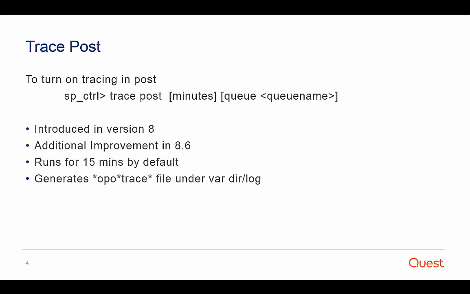To investigate the post slow issue, you can use the trace post command in SharePlex version 8 and above to help diagnose the problem. It gives a summary of overall post speed and where it is spending time. Additional enhancement for the trace command is included in version 8.6. By default, it runs for 15 minutes and turns off automatically, and the OPO trace file will be generated under the WADR log directory. You can also specify the duration in minutes and a specific post queue.